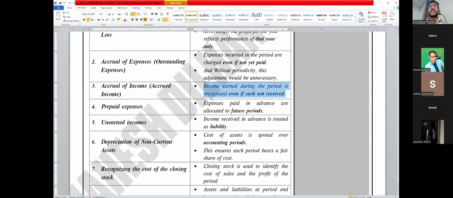Prepaid expense, you can understand it. Expenses paid in advance are allocated for future periods. It is paid in the current accounting period, but relevant to a future period. Application of the periodicity concept. Unearned income, same thing. Income received in advance is treated as a liability. You have received income, but it is relevant to a future period. Once again, the periodicity concept.